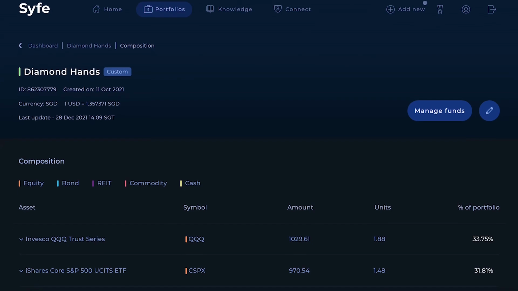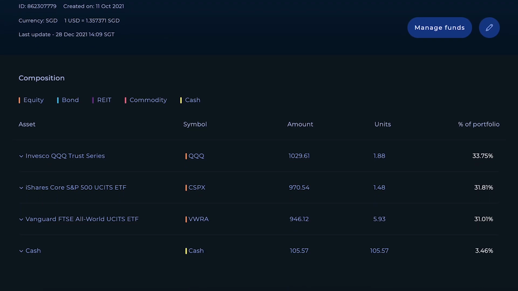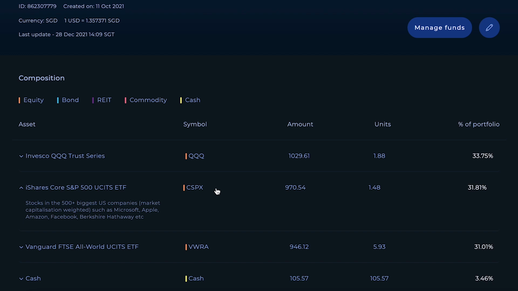The other option, if you really have a low amount to DCA every month, is what I'm doing as well. I dollar cost average into the Syfe robo-advisor, and I select the custom portfolio, and then I choose CSPX as one of the tickers that I want to invest in every month.